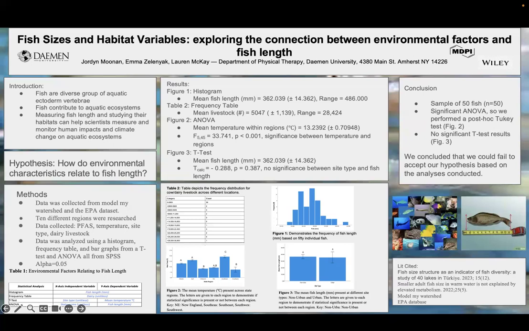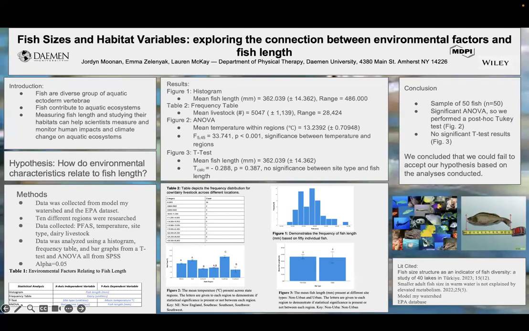Figure 3, the mean fish length can be represented as 362.039 plus or minus 14.362, and the t-cal can be represented as negative 0.288 with a p-value of 0.387, showing no significance between site type and fish length.